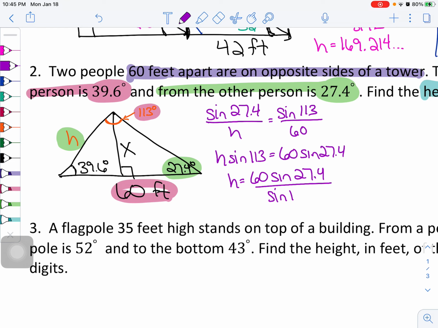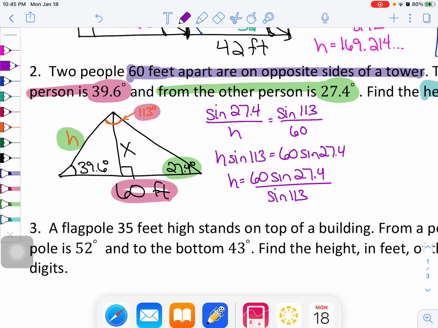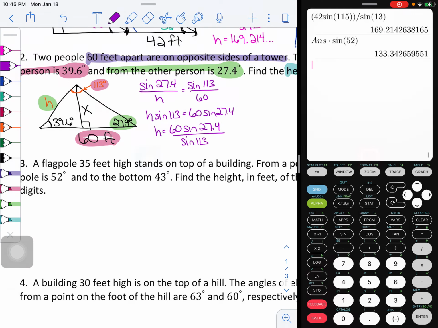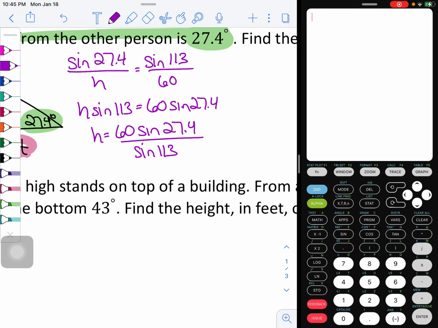60 sine 27.4 over sine of 113. That is a horrible 113. Hold on. There we go. All right, at this point, I'm going to pop back up and calculate here. So clear out what I have. Not that that matters really.